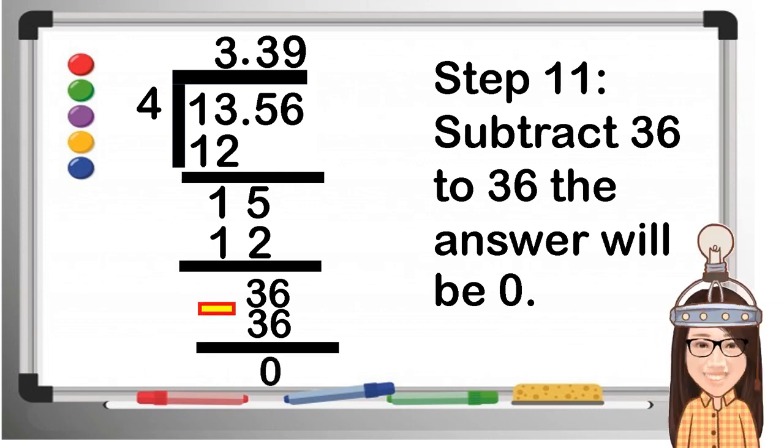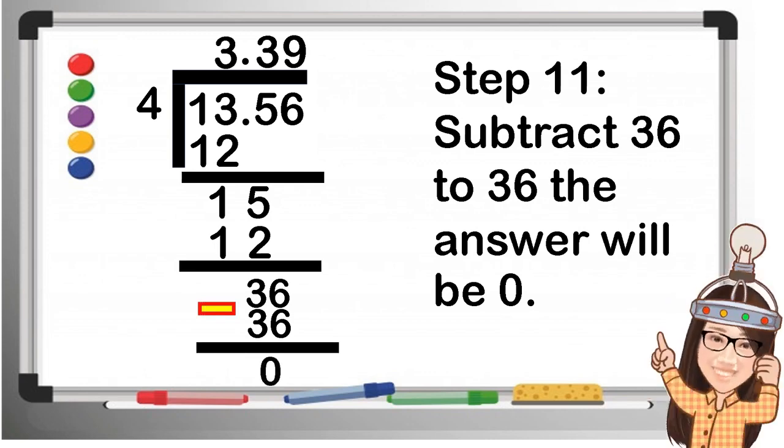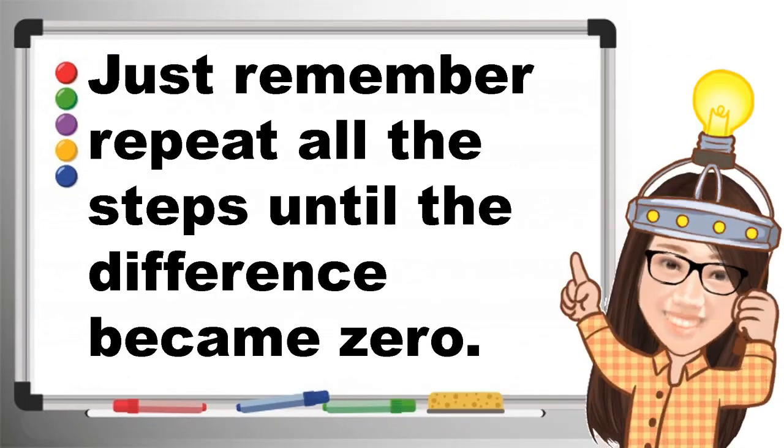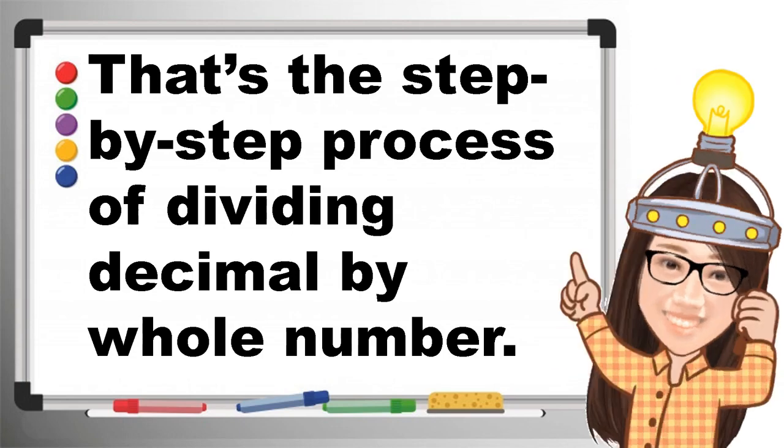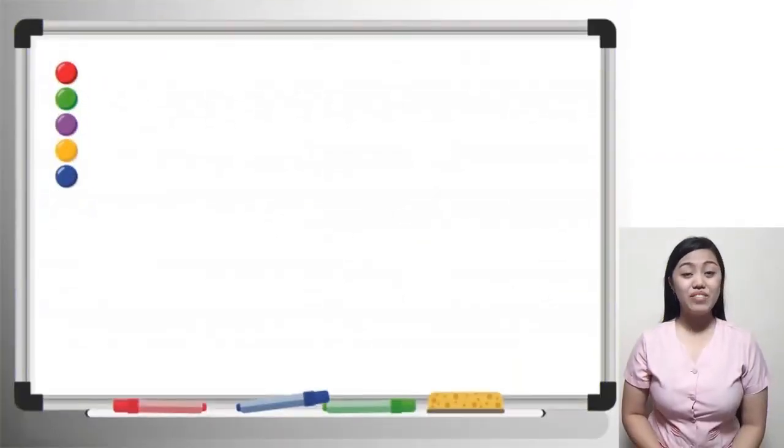So our final answer is 3 and 39 hundredths. Just remember, repeat all the steps until the difference becomes 0. That's the step-by-step process of dividing a decimal by a whole number. Now let's proceed to dividing a decimal by a decimal.